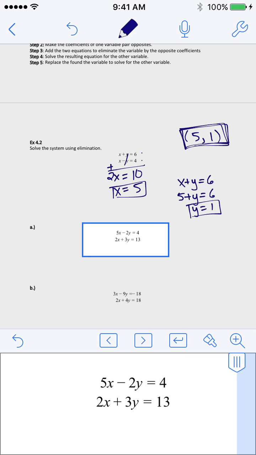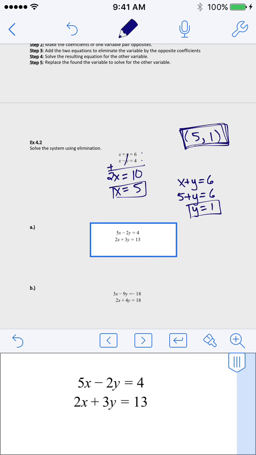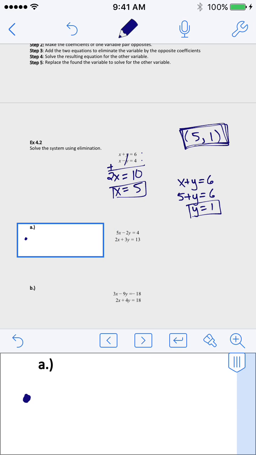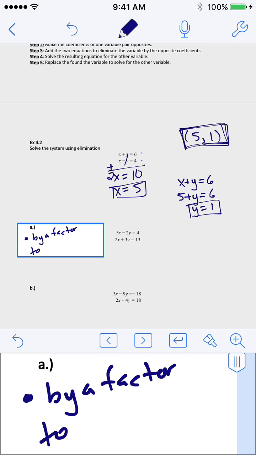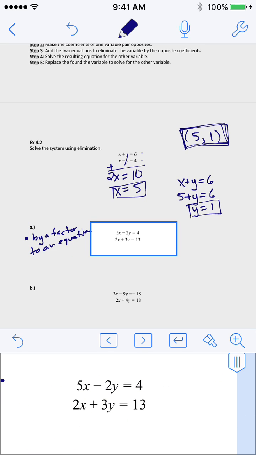So in order to fix that, what you can do is multiply by anything you need. You can multiply any equation by a factor, and you can do it to both if necessary. Multiply anything you need so that these guys will cancel out. And sometimes that takes a little bit of practice, right? But let's try this one.